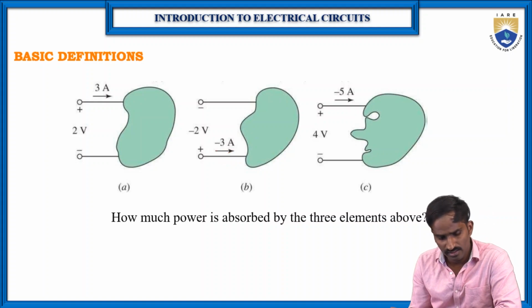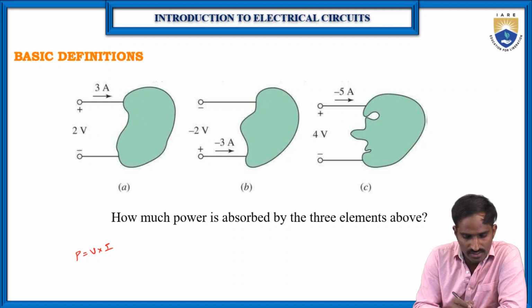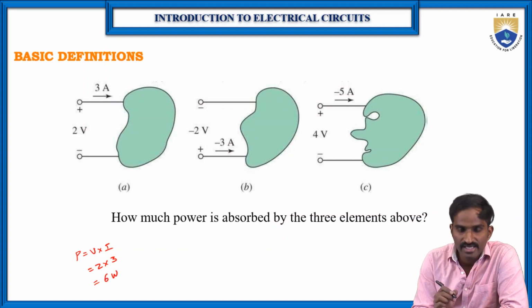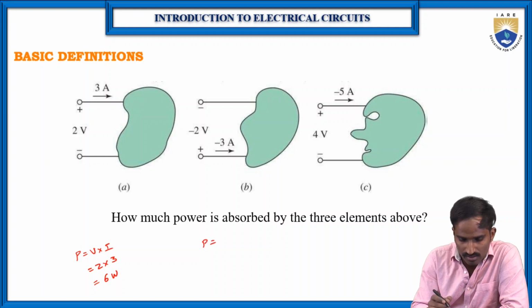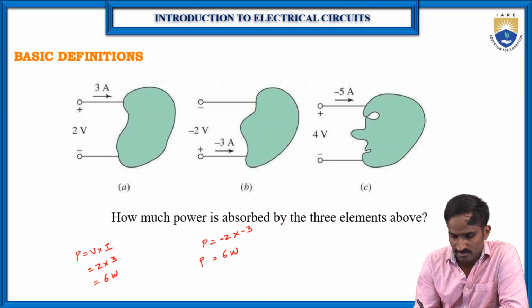Don't get confused by this polarity in the case of current. As we know, P is equal to V into I. In the first case, the voltage is 2 and the current is 3, so the power is 6 watts. In the second case, the voltage is minus 2 volts and the current is minus 3 amperes, so minus into minus is plus, and again the power is 6 watts. In the third case, the voltage is 4 and the current is minus 5, so the power is minus 20 watts.